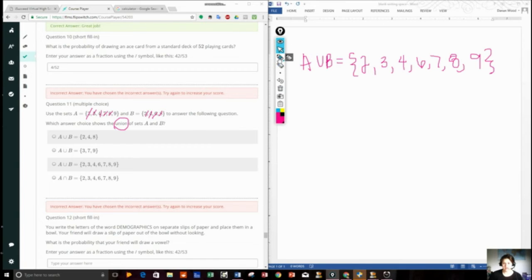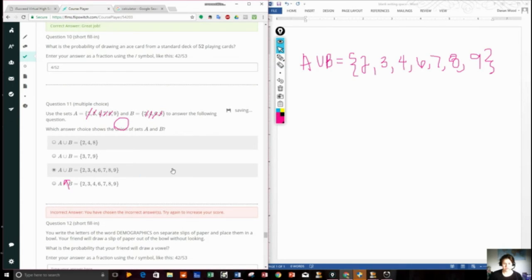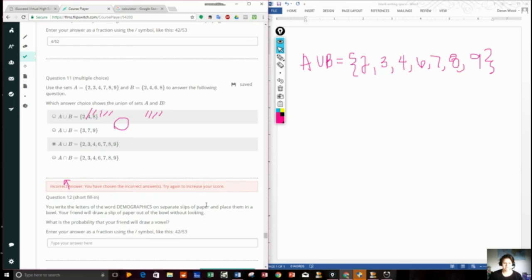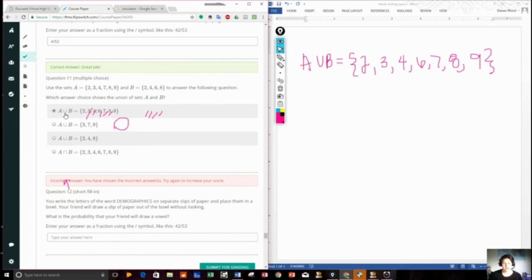Now we need to decide which symbol represents union. Is it the one that looks like a U, or is it the upside down U that looks like part of an A? And it is this one, the one that looks like a U. This is A union B. This is A intersects B. So the one that looks like a U represents union. Let's check that. Excellent job. So that's just how I keep track of union and intersection. The union symbol looks like a U.